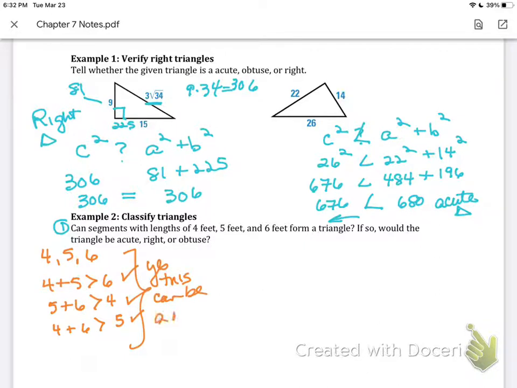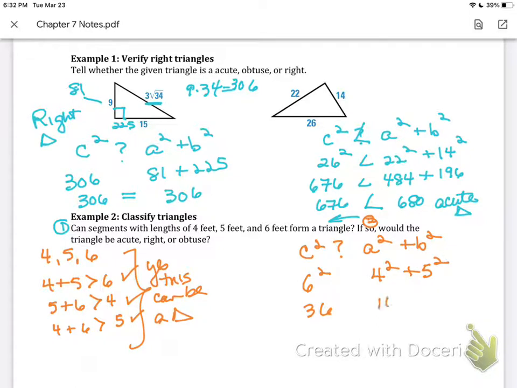can be a triangle. Okay, so then our next question is here. If so, would the triangle be acute, right, or obtuse? So here's my second question. So for the second question, I'm going to use c squared, question mark, a squared plus b squared. My c side is always the biggest side, so 6 squared. My a can be the 4 squared. My b can be the 5 squared. Remember, they're interchangeable.